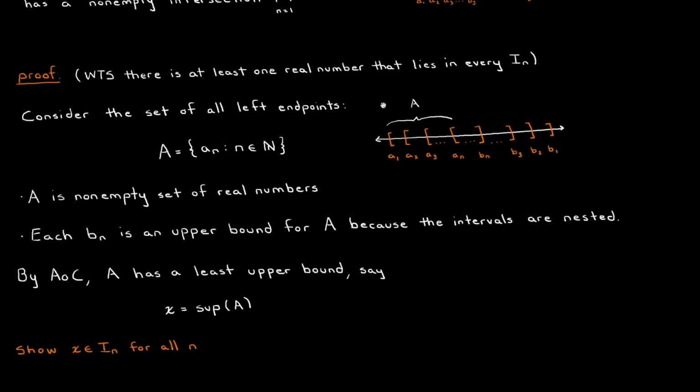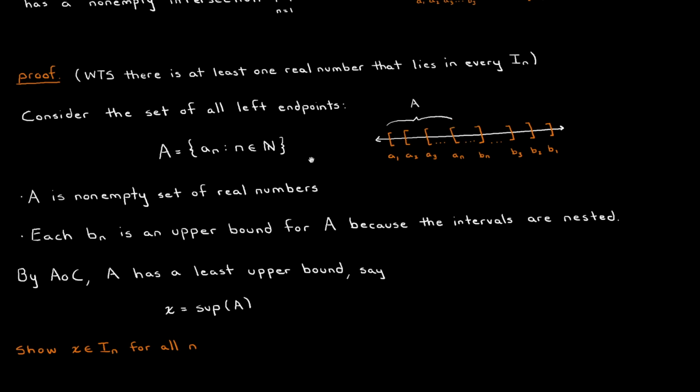What we would like to show is that there is at least one real number that lies in every interval. In order to do this, we would first need a candidate for such a real number. I would like you to consider the set of all left endpoints. So here I have defined the set A, which is the set of all left endpoints. If you look at the visual diagram here, I'm just collecting a_1, a_2, a_3, and so on forever. Our set A comprises all these left endpoints.